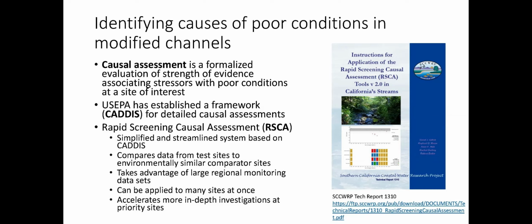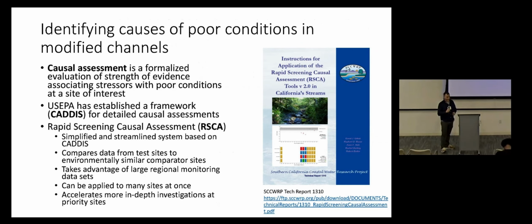It's something that we couldn't realistically apply to the sheer number of sites that we have in California that are in poor condition that we want to fix. And so to address that, we've been developing an alternative called the Rapid Screening Causal Assessment, or RSCA. It's based on the same principles as the EPA's CADDIS, but we've streamlined and modified it, made some standardizations to really make it easier to apply to a large number of sites very rapidly.